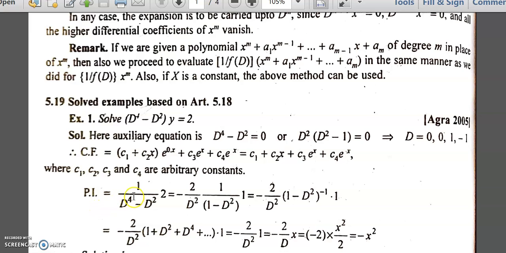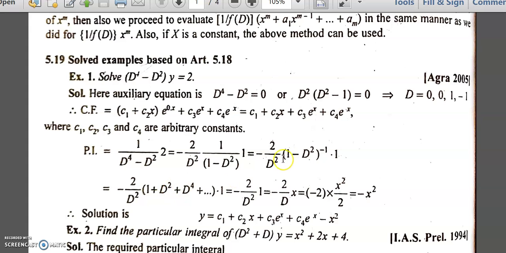And the particular integral is 1 by D to the power 4 minus D square operating on 2. What you need to do is make this in the form 1 minus x whole to the power minus 1. So you need to take minus D square common, and this becomes 1 minus D square. So it is minus 2 by D square into 1 by 1 minus D square operating on 1. So this is 1 minus D square whole to the power minus 1 operating on 1. So what is this?